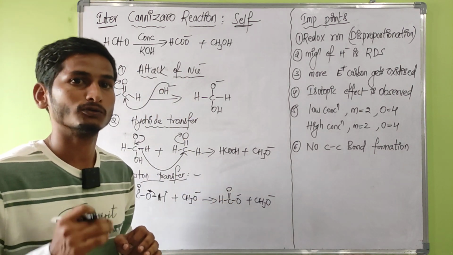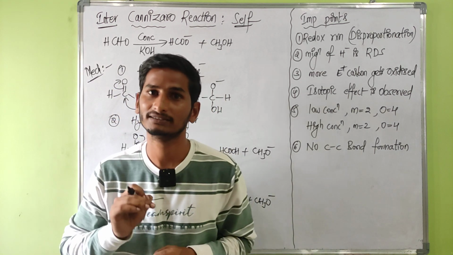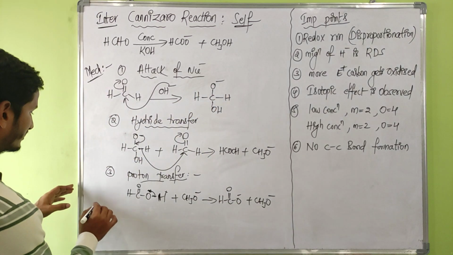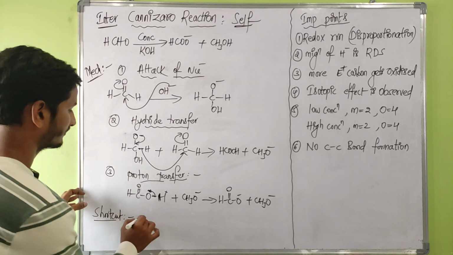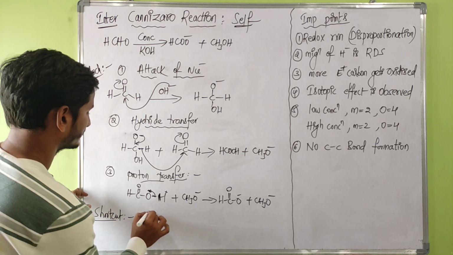Now we will learn how to write the product within 5 to 10 seconds. So put the heading shortcut. Writing the product within 5 to 10 seconds.